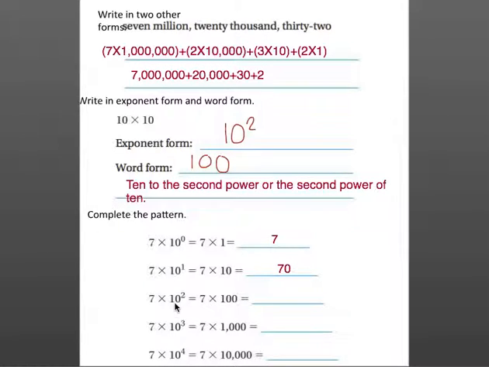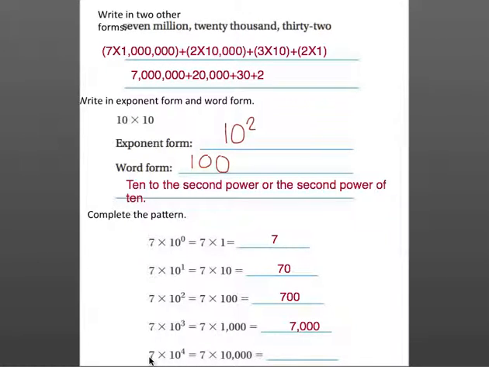Well, 7 times 10 equals 70, and 10 to the second power is 100. So 7 times 100 equals 700. And then we have 7 times 10 to the third power. Well, 10 to the third power equals 1,000. 7 times 1,000 equals 7,000.